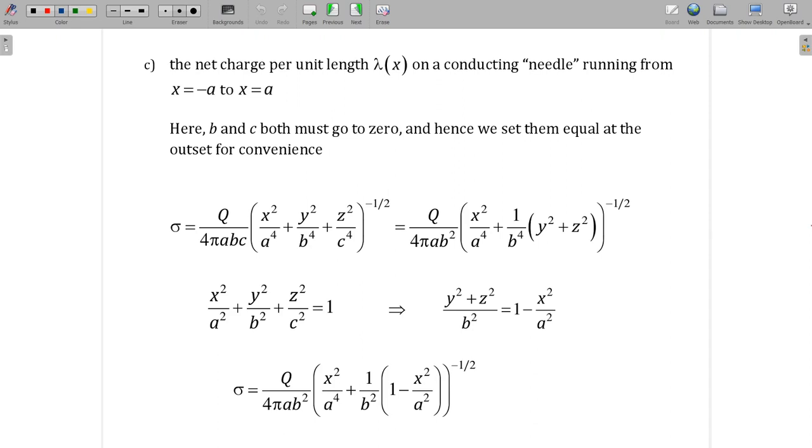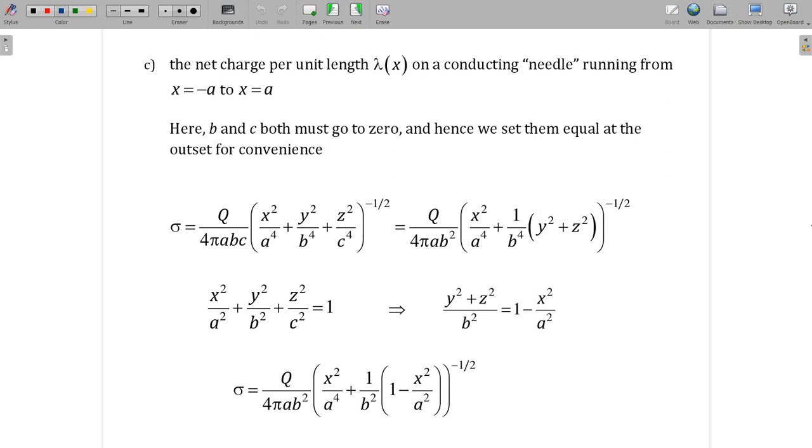Here we are looking at part C of this problem. If you haven't looked at part A and part B, I recommend you go to my first video on this problem. I will put the link in the description. In part C, we have to transform our ellipsoid into a needle.